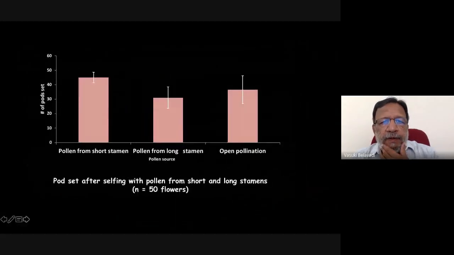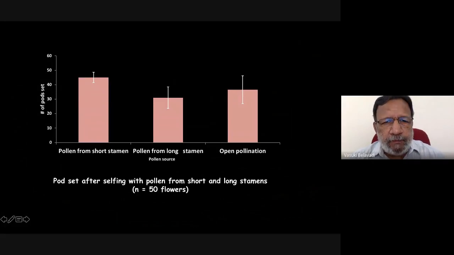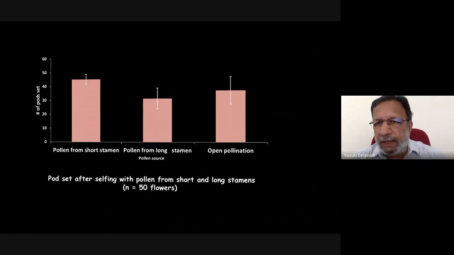So when we took the pollen, whether the pods actually set, the pods set after selfing with pollen from short and long stamens, you see that the pollen from short stamen is more viable compared to the pollen from the long stamen. And compared to selfing, you always find the higher level of pod set. So you see that the pollen from the short stamen is more viable compared to pollen from long stamen. That does not mean that the pollen from long stamen is not viable.